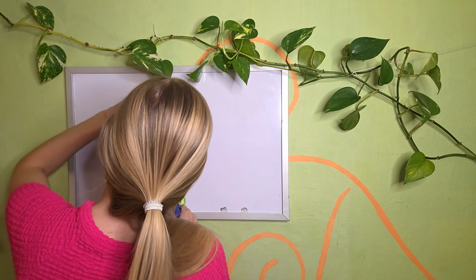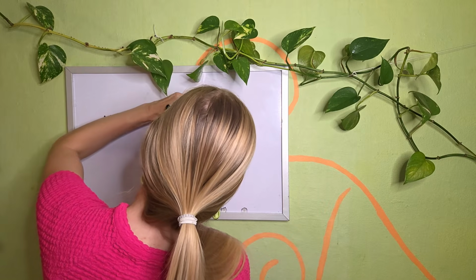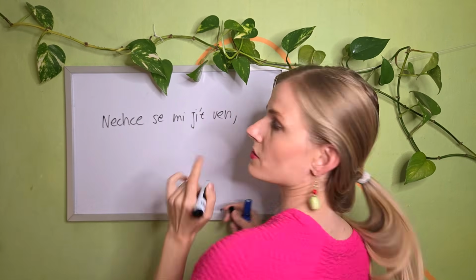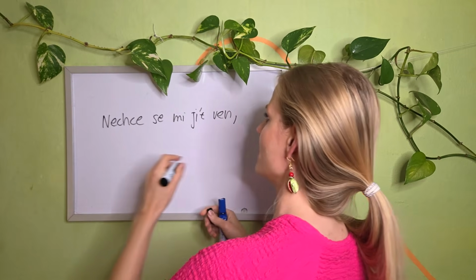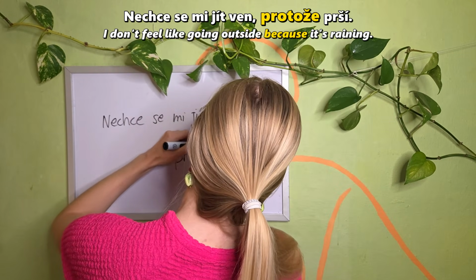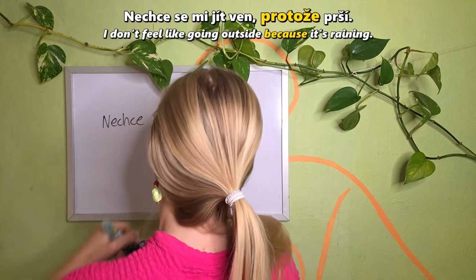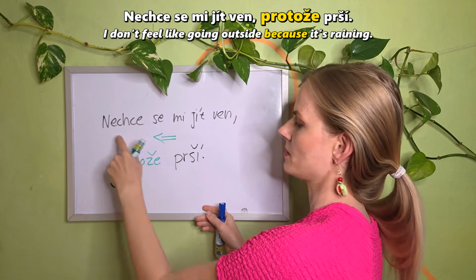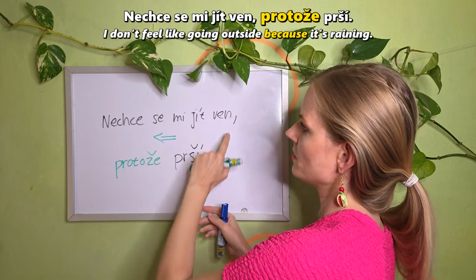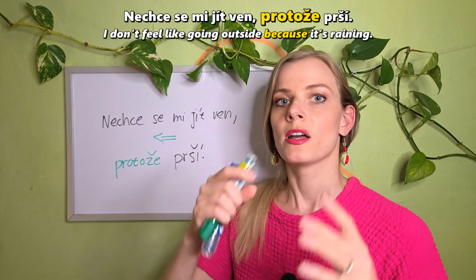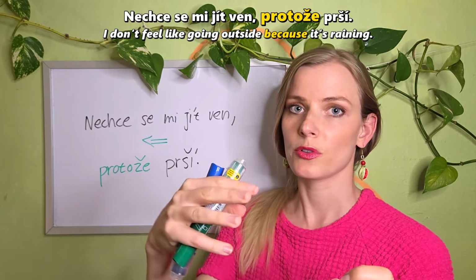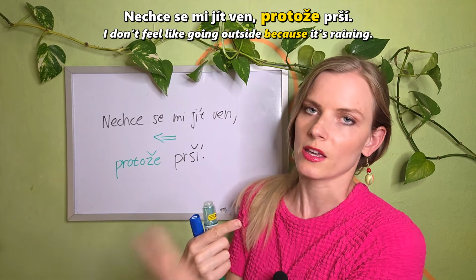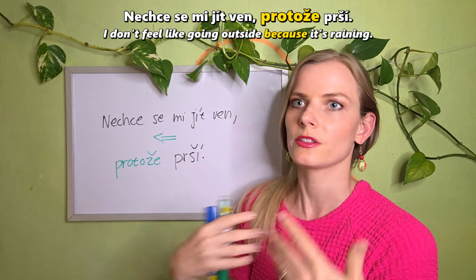Nechce se mi jít ven. Notice how we change the word order here. Comma is very important. Nechce se mi jít ven. And then we are going to connect it with protože. Protože prší. The reason behind this is the rain. Nechce se mi jít ven, protože prší. So, a proto is the opposite. Proto is therefore. You would say prší a proto se mi nechce jít ven. That would be the result, the consequence.